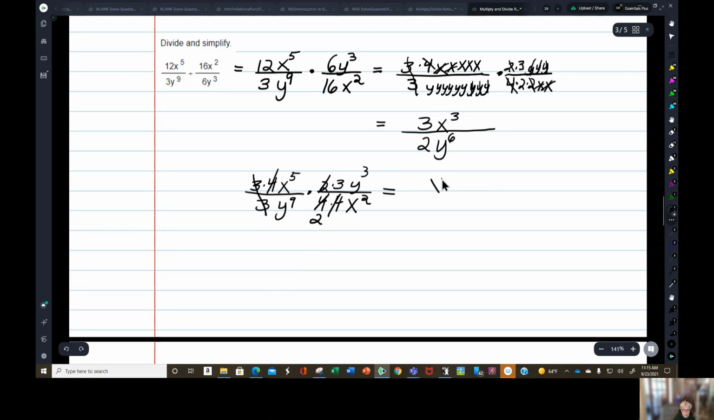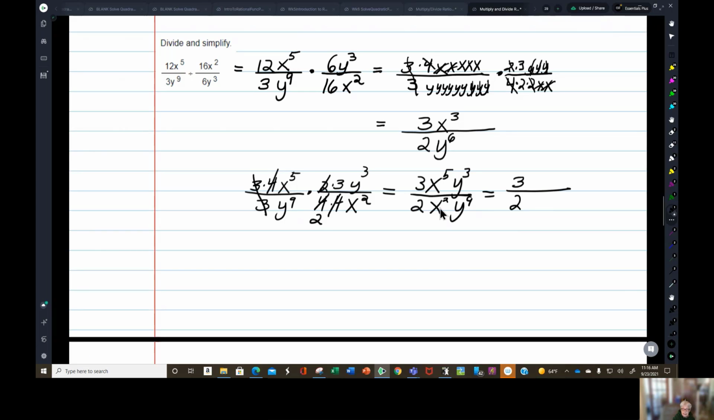Then I'll be left, for the moment, this is not the final answer, with x to the 5th and y to the 3rd over 2 times x squared y to the 9th. Okay, now much better, much cleaner. All right, this is what we've got. We've got a 3 here and a 2 here.